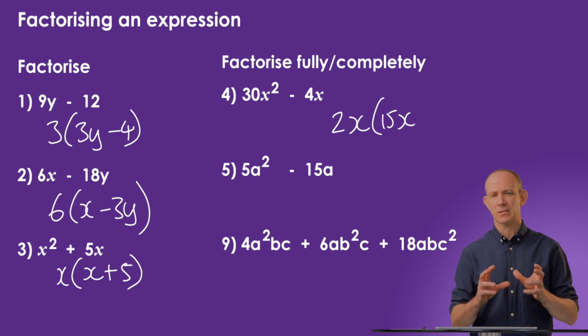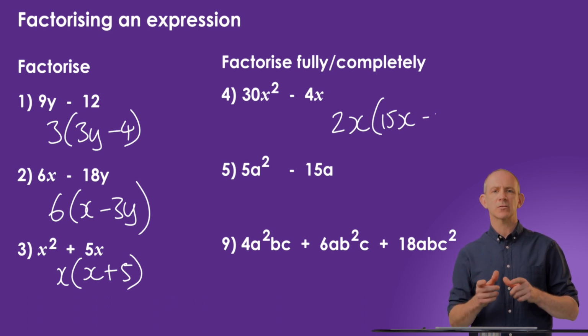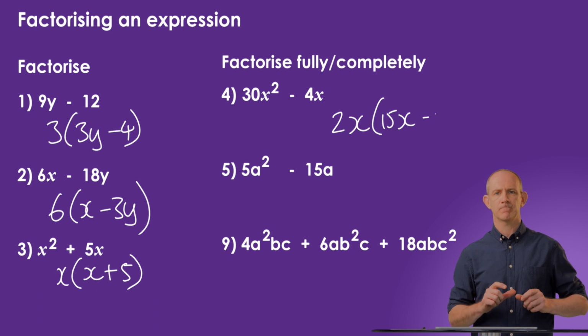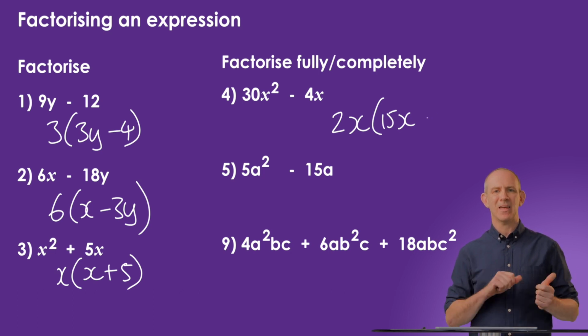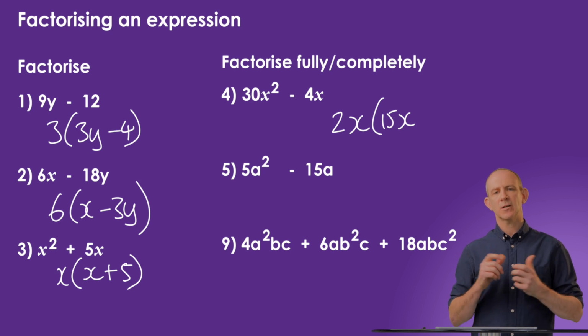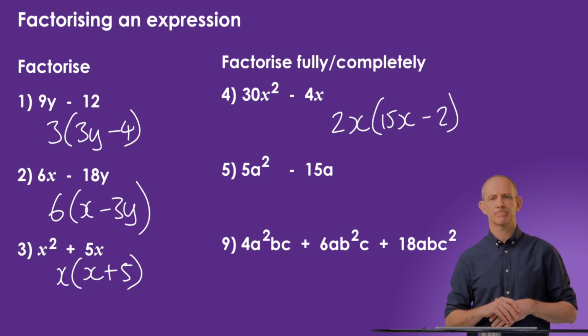We can double check that as well, which is always quite a good thing to do. 2x times 15x would give us 30x squared. Great. Now for the next term, what would we times by 2x to get negative 4x? Well, I'd have to times it by a negative, so it's going to be a negative 2. And we'll put that as the second term inside the brackets.